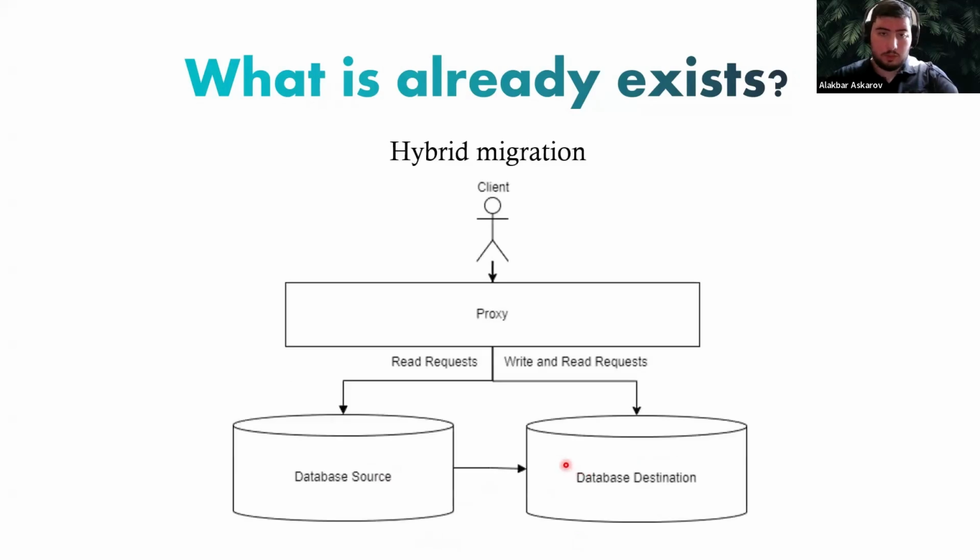How does hybrid migration work? Basically, all your read requests will be split to both the source and destination databases, and you will get the most recent one. Your write requests go only to the destination. And during that time, you're copying everything from the source.